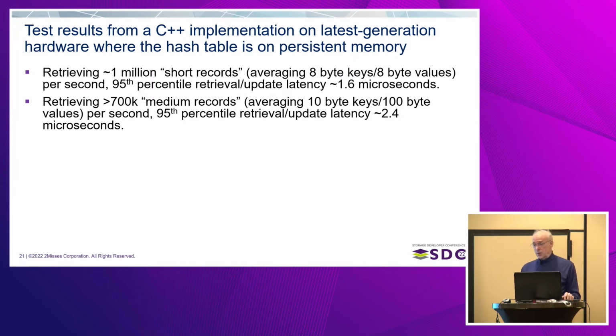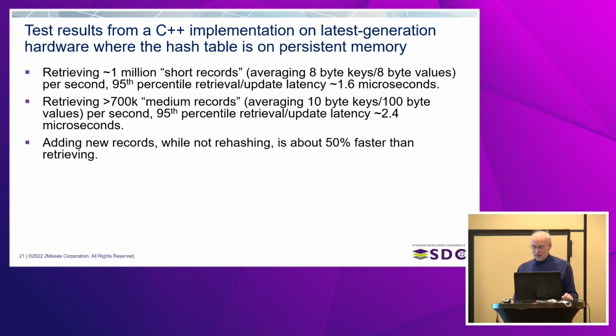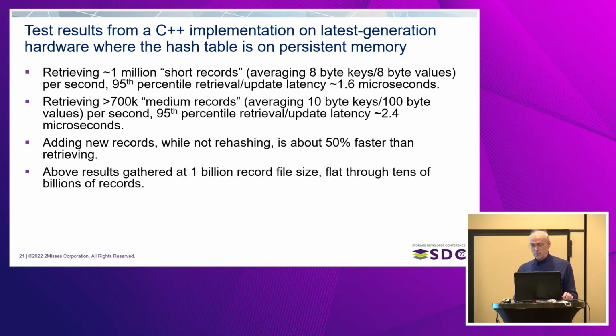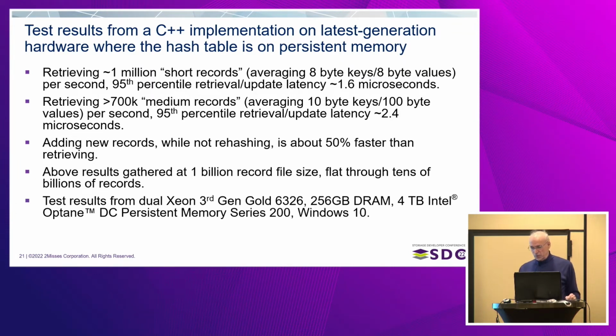You can get an extra 100,000, it's like 15% better with medium records, but the retrieval and update latency I don't think is any better. If it is, it's only a tiny bit. Adding new records is 50% faster while you're not rehashing, and again 1 billion record file size and flat through tens of billions. And here's what this machine is. I don't have a Linux install on this. I cannot imagine that it would make that much difference compared to the older server. It has to be about the same, and Windows 10.